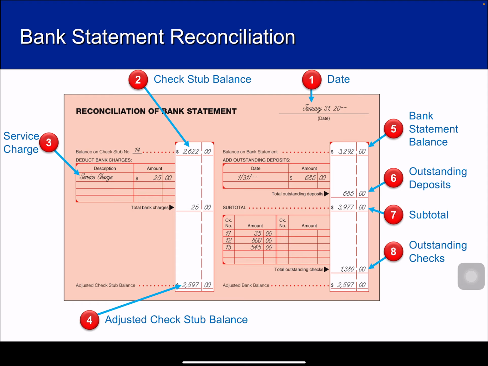Then you will list your outstanding checks, all of the checks that have not been paid by the bank yet. You will list those, add them all up, and you will subtract from your subtotal and you'll come up with your balance, your adjusted bank balance. If you look here, those two numbers must equal. If not, then you have to go back and figure out why they don't.